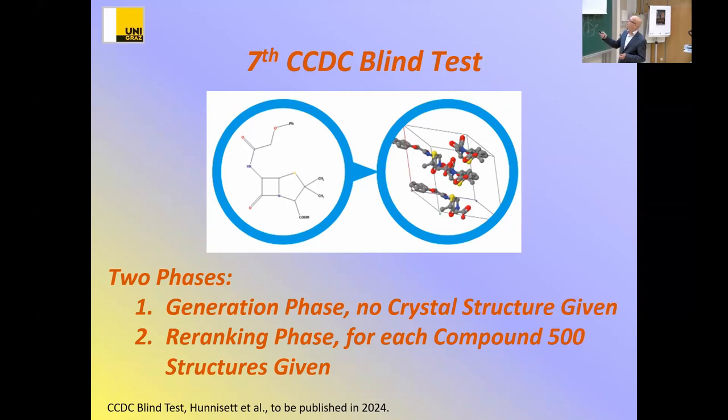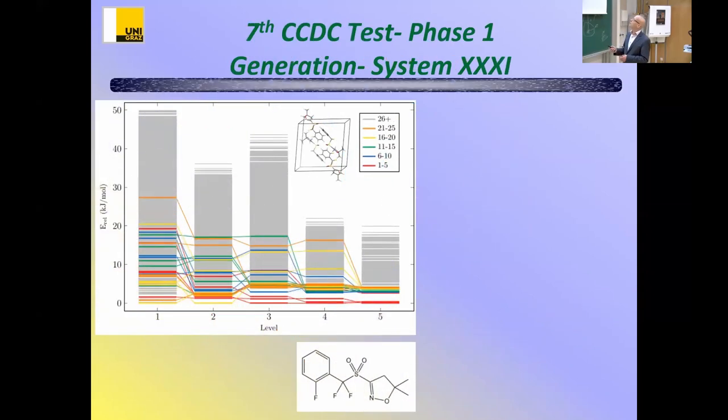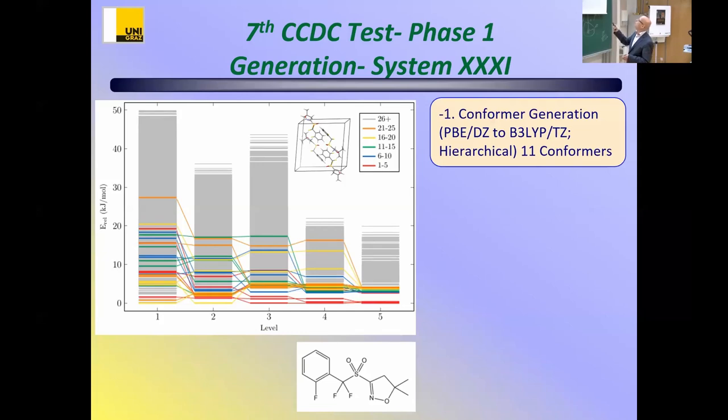And the second one is a re-ranking phase. So this is actually going to be published, I think, next month or something like this. Okay, so the first thing is phase one, the generation for system 31. What you do is, first of all, you generate all the conformers for this system. This is the system which we have got.